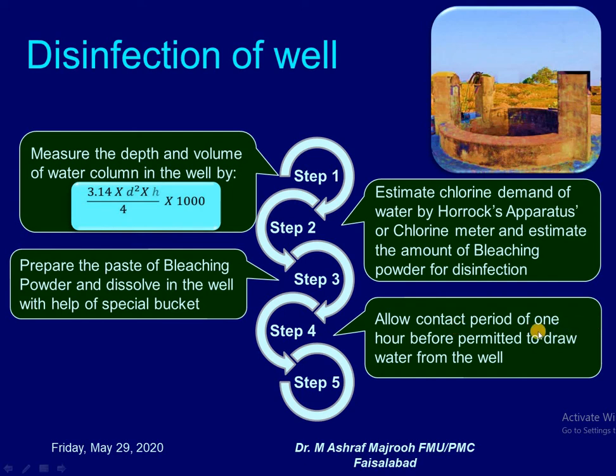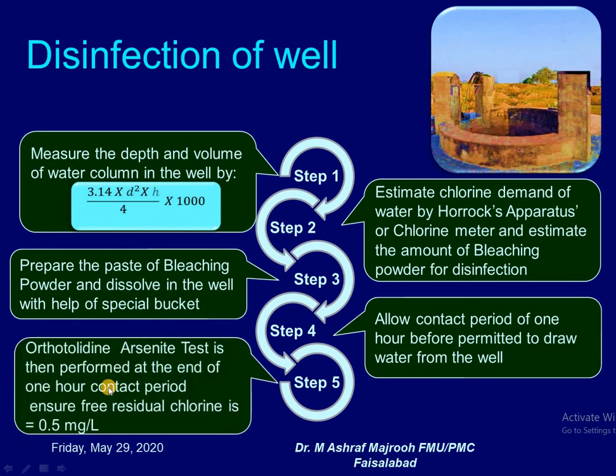Then allow a contact period of 1 hour before water is permitted to be drawn from the well. Then the orthotoluidine arsenite test is performed at the end of 1 hour of contact period to ensure the free residual chlorine is equal to 0.5 milligram per liter. So these are the steps for disinfection of the well.